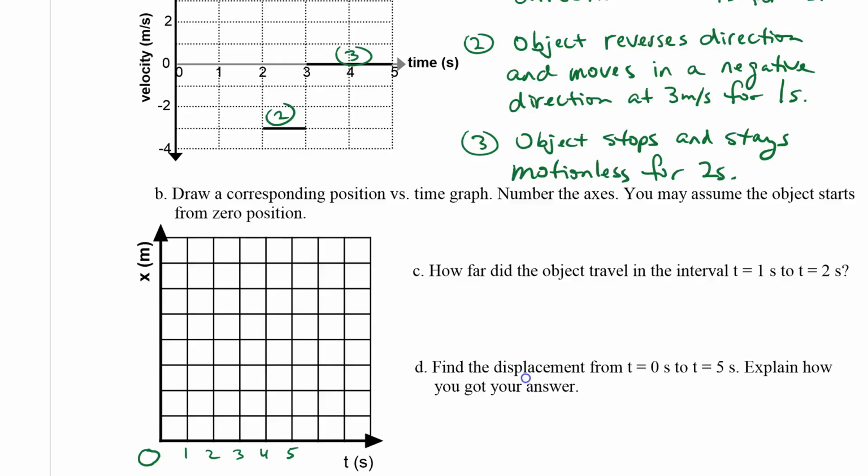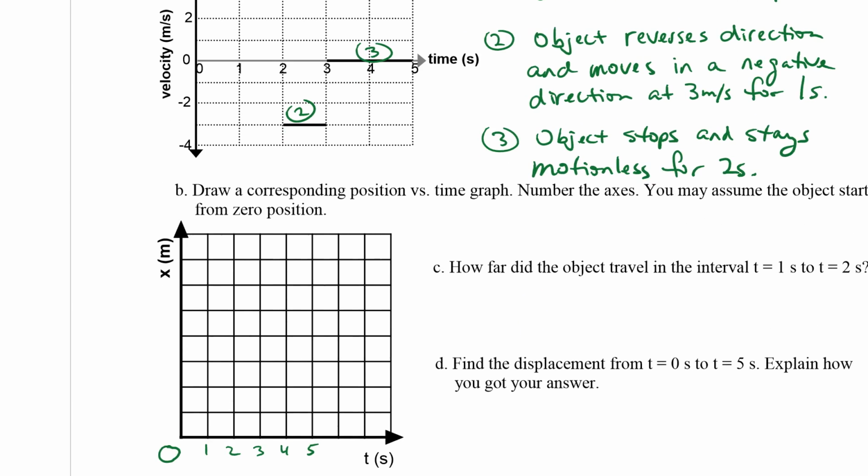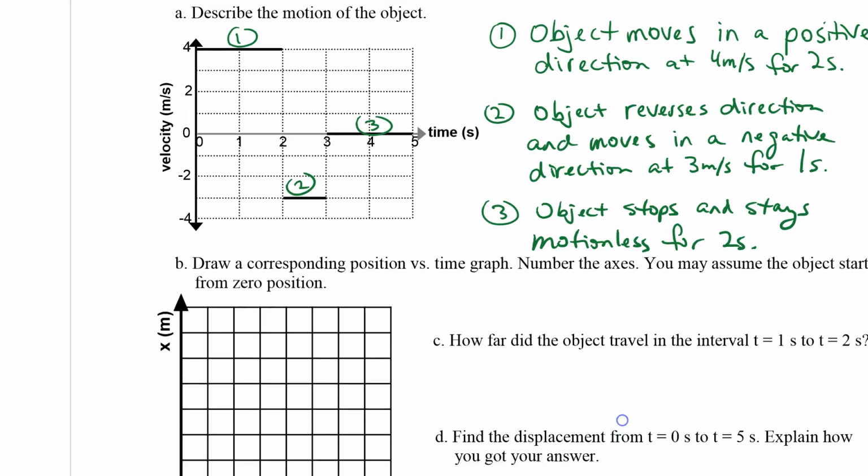Now for position, I'm not sure how to go here. Should I label by 1 or something else? So I guess my first question is, what's the farthest it gets? Okay.